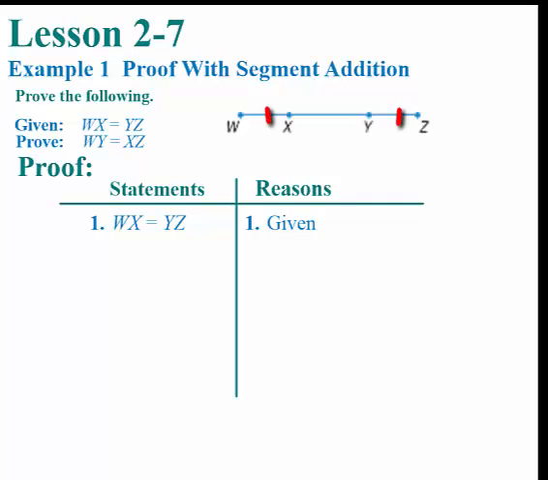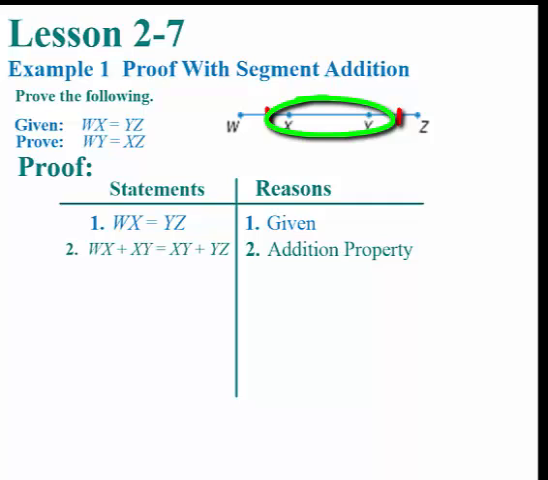Okay, like we said, to get to our bigger pieces, WY and XZ, we need to add XY to both of those little pieces. And since XY is going to be the same length no matter which piece we add it to, we can add it to both sides. It's like adding the same number to both sides of that equation. So I would have WX plus XY and XY plus YZ, and that's going to be the addition property because I'm adding the same piece or same number to both sides.